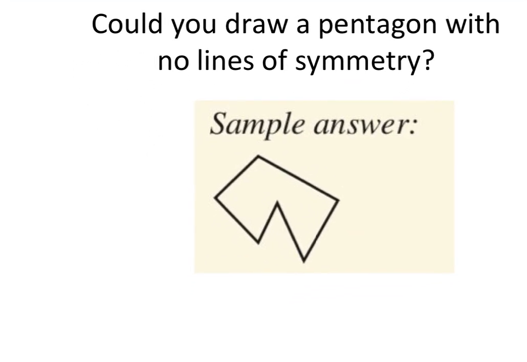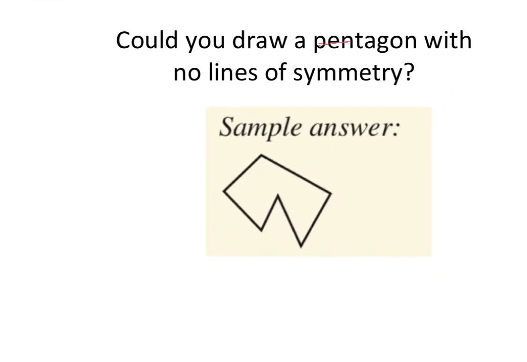This is a sample answer, okay? Remember, that should say hexagon. So, could you draw a hexagon with no lines of symmetry? Yes, here's a sample answer. So, this image clearly has no line of symmetry. There's no line you could draw through it that would divide it into 2 equal parts, or 2 parts that when you fold over that line, it's going to be the exact same image on the other side. So this one has no line of symmetry at all, okay?